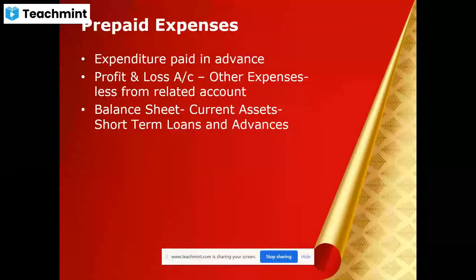Now, this is also a familiar adjustment: prepaid expenses, expenditure paid in advance. Under the profit and loss account, we will show it under the heading other expenses, and we will deduct the same amount from the related account. For example, if there is prepaid rent, then we will deduct it from the rent. In the balance sheet, we will show it under current assets, under the heading short-term loans and advances.